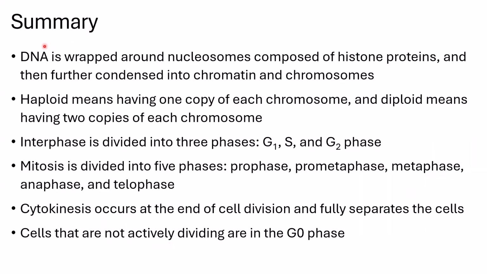In this video, we learned that DNA is wrapped around nucleosomes, which are composed of histone proteins, and then further condensed into chromatin and chromosomes. We learned about ploidy and how haploid means having one copy of each chromosome, and diploid means having two copies of each chromosome. The cell cycle can be divided into interphase and the mitotic phase, with interphase divided into the G1, S, and G2 phase, and mitosis divided into prophase, prometaphase, metaphase, anaphase, and telophase. Cytokinesis occurs at the end of cell division and fully separates the cells. Cells that are not actively dividing are in the G0 phase.